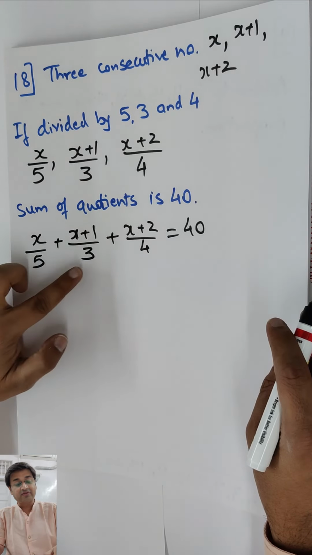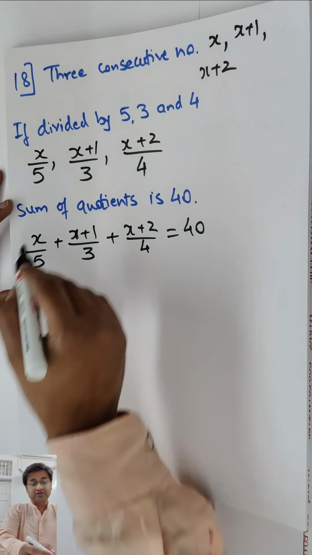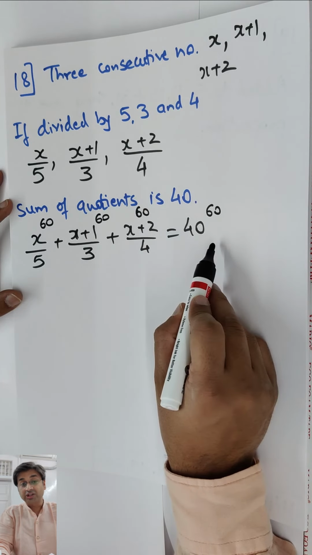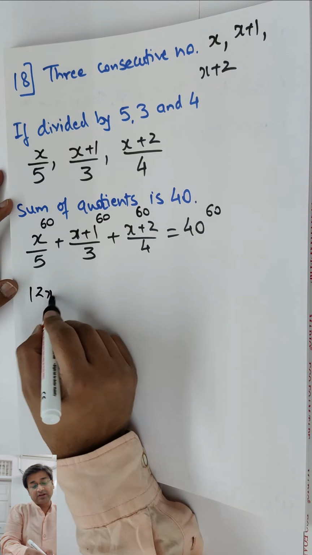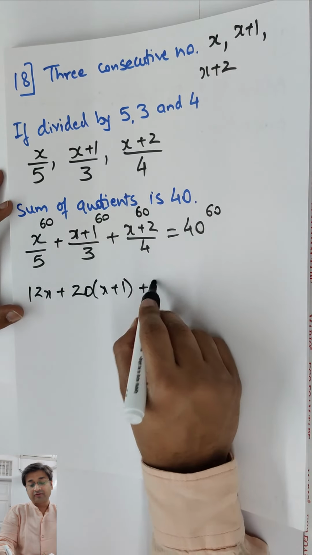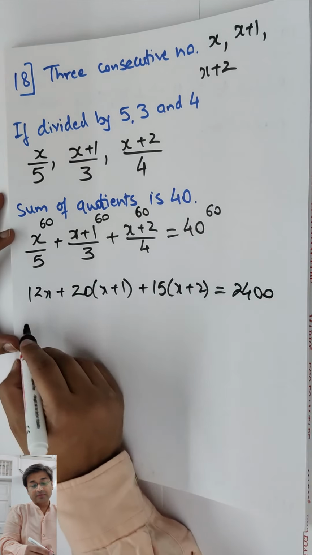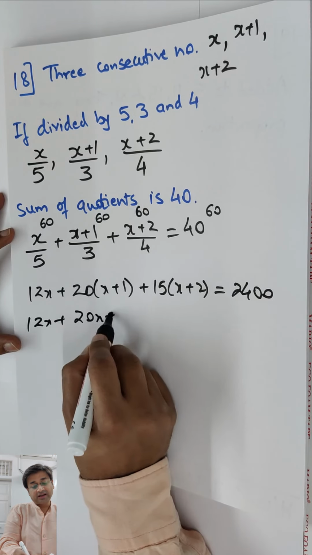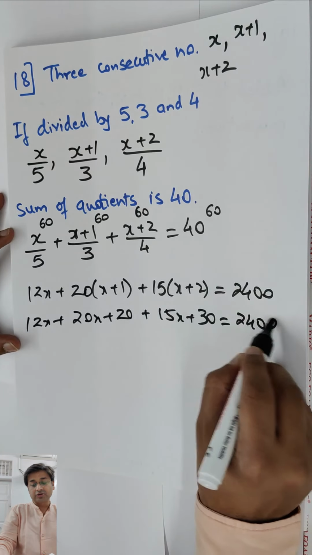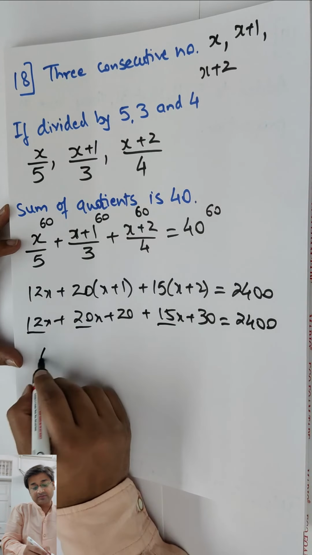So take the LCM. 5 3s are 15, 4s are 60. So let's take the LCM as 60 for each term. Don't forget to multiply on the RHS, okay? So 5 twelves are 60, 3 twenties are 60, and 4 fifteens are 60. This side I will get 2400. So 12x plus 20x plus 20 plus 15x plus 30 equals 2400. So 12, 20, 15, that is 47x.